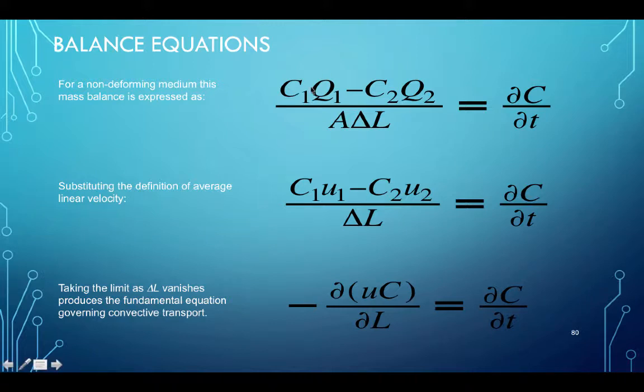So we have (C1 Q1 minus C2 Q2) over A delta L is equal to the time rate of change of the concentration in the segment. We can substitute the definition of average linear velocity for Q and A, and we have (C1 U1 minus C2 U2) over delta L equals dC/dt, and then we can take the limit as the size of the segment becomes very small, and we have minus d(UC)/dL equals dC/dt, and this is a convective transport equation.